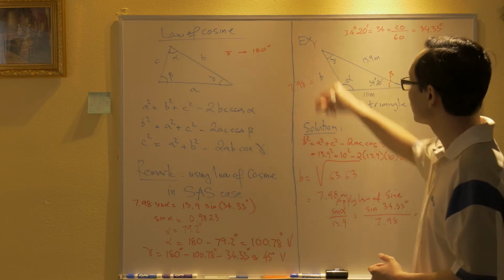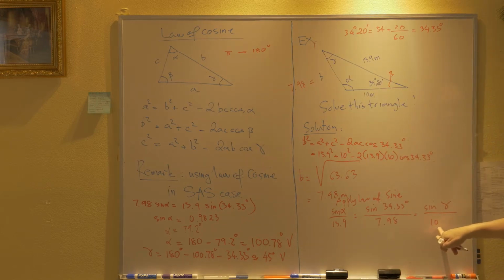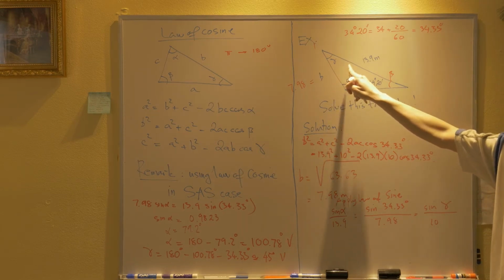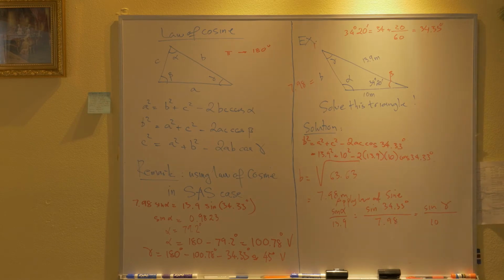Example number 1. You can also find gamma using this proportion here, the law of sines. And again, you have to be careful also, okay? Because when you take inverse sine, one gives you greater than 90, one gives you less than 90. And remember, gamma here is always less than 90. So you have to take the one that's less than 90 degrees, okay?